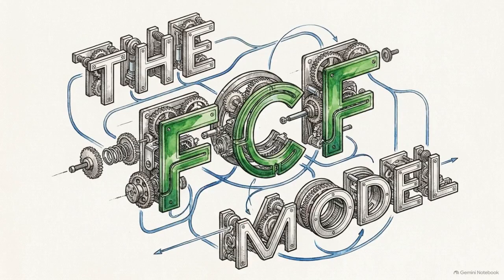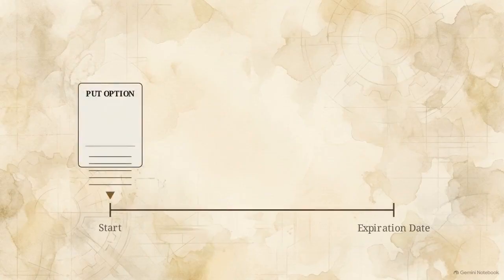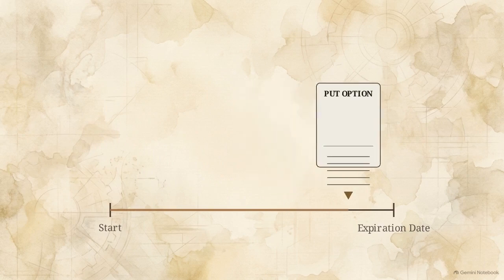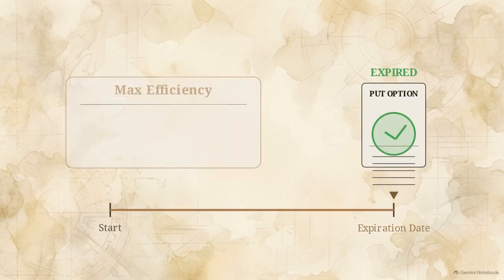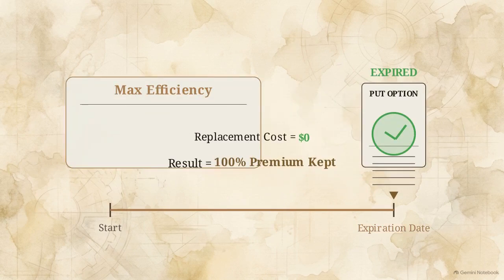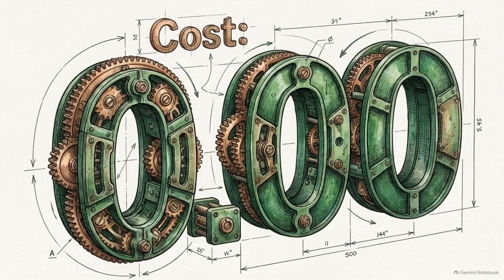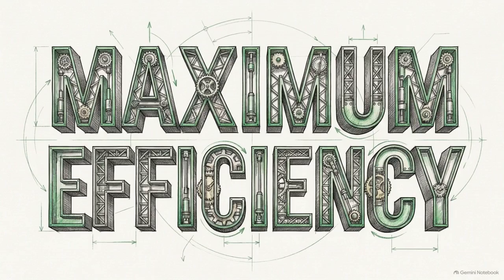To counter this, the trader uses a custom free cash flow model. The formula for this strategy is straightforward. Free cash flow equals the premiums received, plus or minus the net replacement cost of the shares. The most efficient outcome for the seller occurs when a contract reaches its expiration date without being exercised by the buyer. Under these conditions, the replacement cost remains zero. This allows the trader to retain the full premium, resulting in a 100% yield for that specific contract.